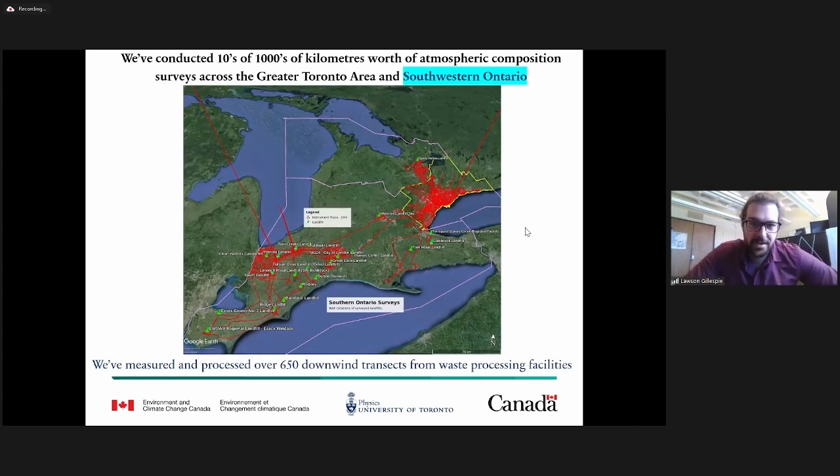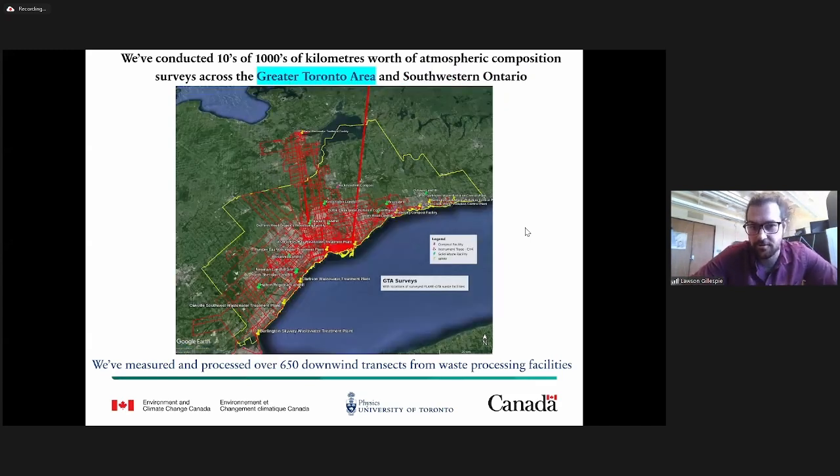So we have surveyed tens of thousands of kilometers with our atmospheric composition surveys across Southwestern Ontario, in particular targeting a number of these large active and closed landfill sites, as they are the plurality source of emissions in this region. In particular, in the Greater Toronto Area, we've done extensive surveys, especially within the city of Toronto, and further out to measure some of these mostly closed landfills, in addition to water resource recovery facilities, otherwise known as wastewater treatment plants, and a couple of organic solid waste processing facilities. Overall, we've measured over 650 downwind transects from these facilities and estimated emissions from them.